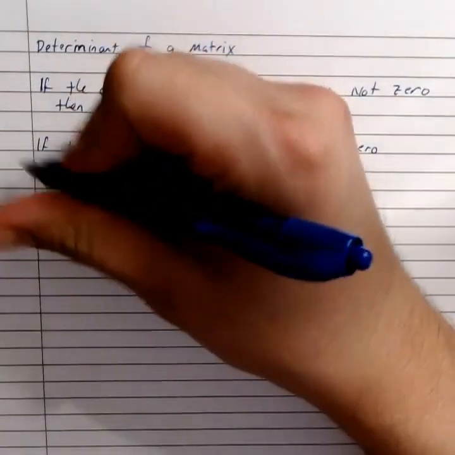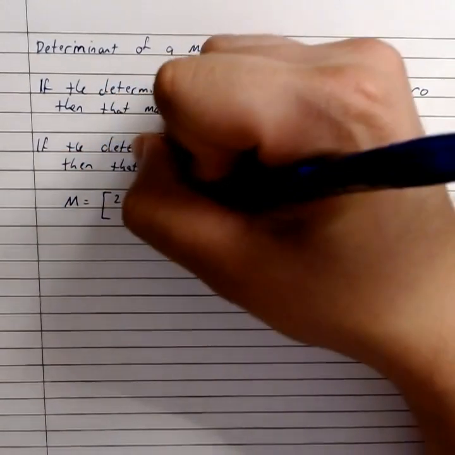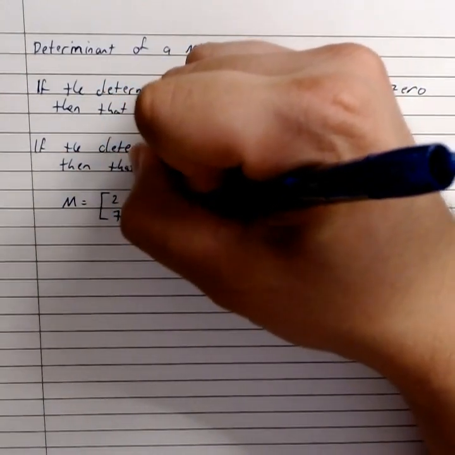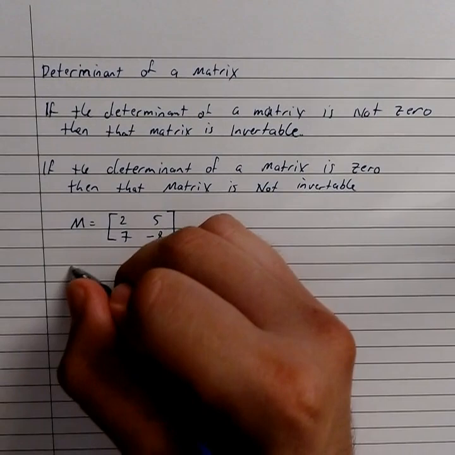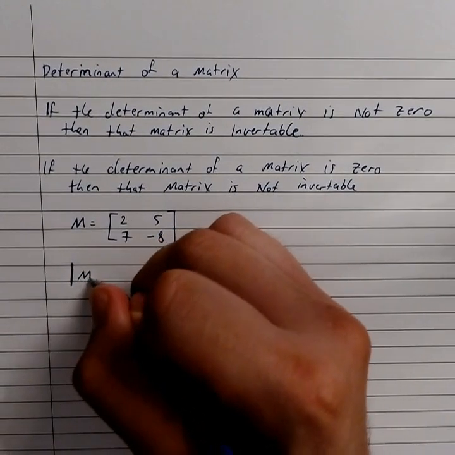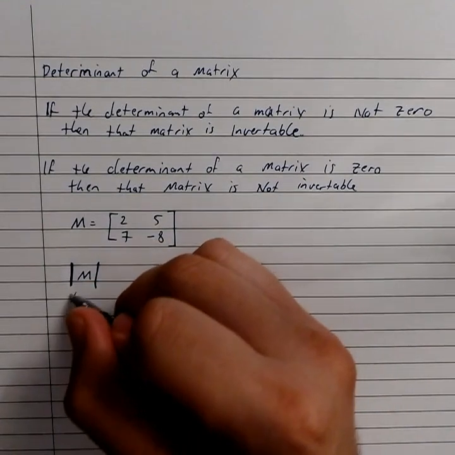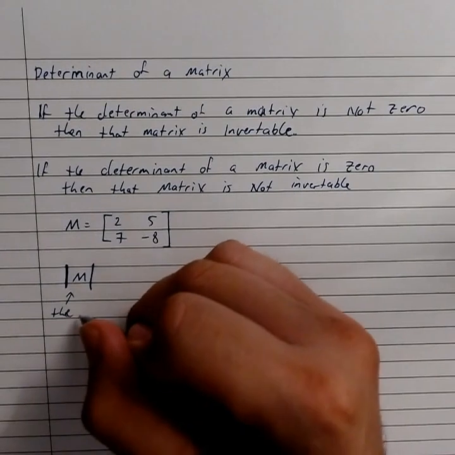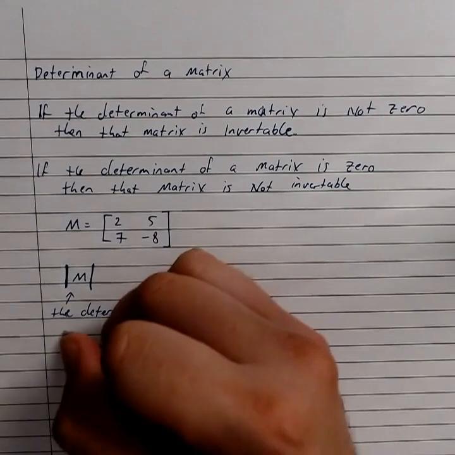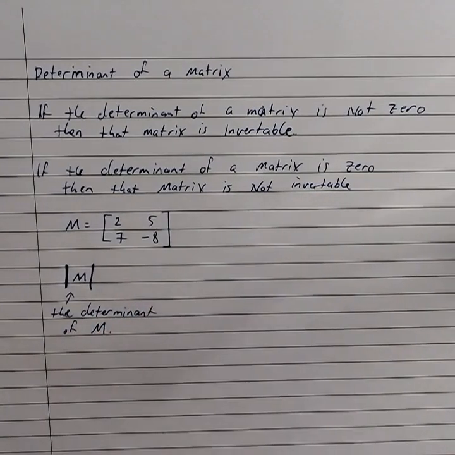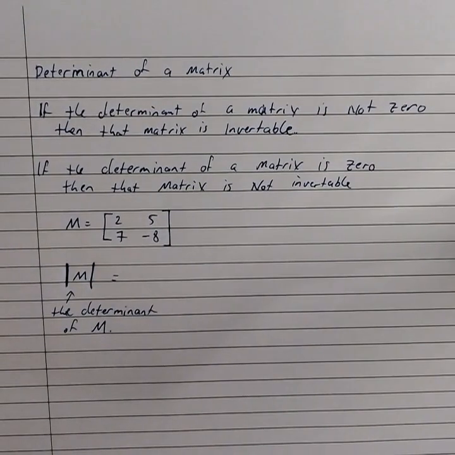All right, so let's say we have the matrix M is equal to 2, 5, 3, negative 8. First of all, the symbol for the determinant is going to look like the symbol for the absolute value sign. It's two bars like this. This is read as the determinant of M. Just like that. Okay, so the determinant of a 2 by 2 matrix is very, very short and sweet.